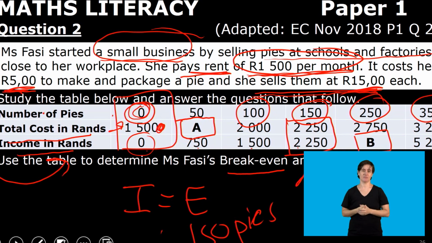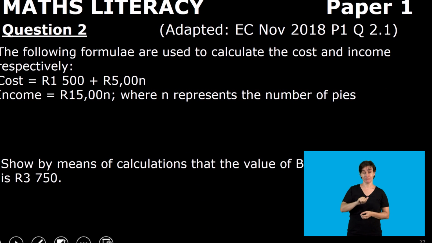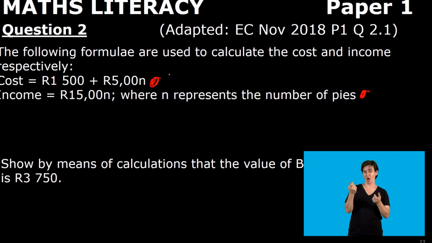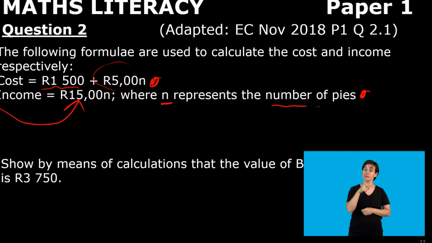If you can see it from the table, don't do any unnecessary calculations because then you might make a mistake and lose marks. The following formulas are used to calculate the cost and income respectively. So now they give us, in a new example, 2 formulas. The cost for the pies is the fixed cost, 1,500, plus 5 Rand per pie, and then the income, 15 Rand per pie, where N represents the number of pies. Remember now that we're busy with this, if they ask you to write a formula, always use the variable N because then you don't need to explain what that means.